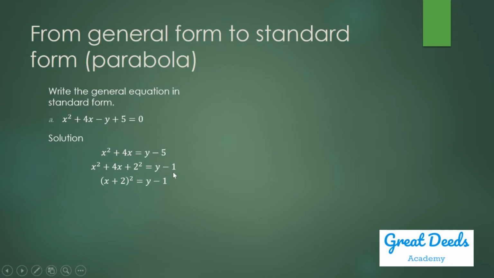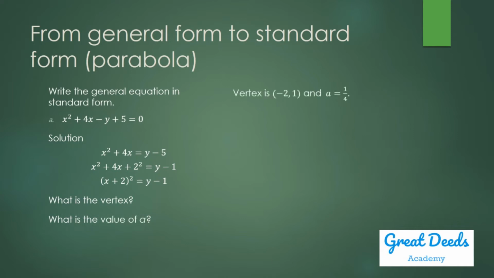Now, look at this. Why did this one become y minus 1? You added 4 to this side of your equation, so that means you must also add 4 here. And so negative 5 plus 4 is negative 1. This one is now the square of a binomial. It is equal to the square of x plus 2 is equal to y minus 1. And so the coordinates of your vertex is going to be negative 2, 1.